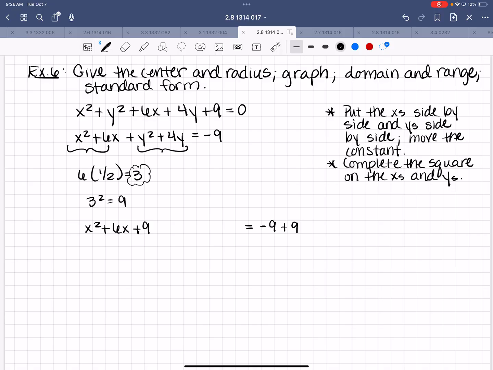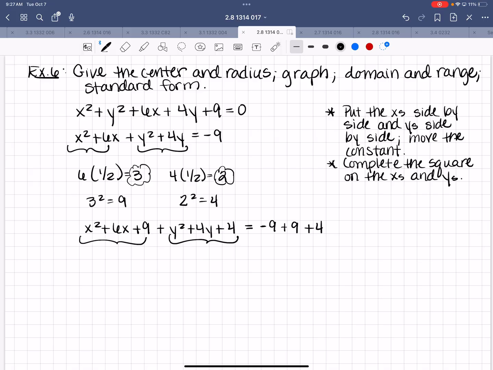Now I'm going to complete the square on y squared plus 4y. So I'm going to say 4 times the half gives me 2. Put that in my cloud. And then 2 squared equals 4. So now I've got y squared plus 4y plus 4. Now I added 4 to the left-hand side, so I've got to add 4 to the right-hand side. Now you're ready to finish completing the square. You can factor your x's, and now factor your y's. Then add up the -9, 9, and 4.